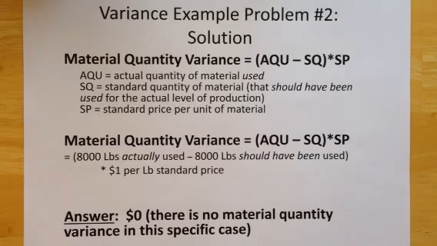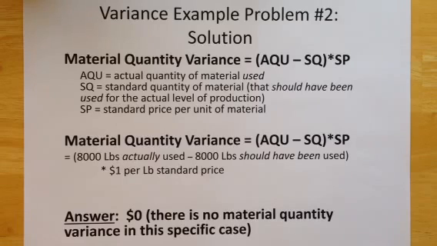Well, once again, it's logic. If in this situation we would have actually used more material than the standard quantity, what should have been used, we'd probably consider that wasteful, and that would be unfavorable. But if instead we actually used a smaller number of pounds than what we think we should have used, we may have been more efficient, that would have been favorable. Either way, we would have probably still looked at our operation to see why that variance occurred.